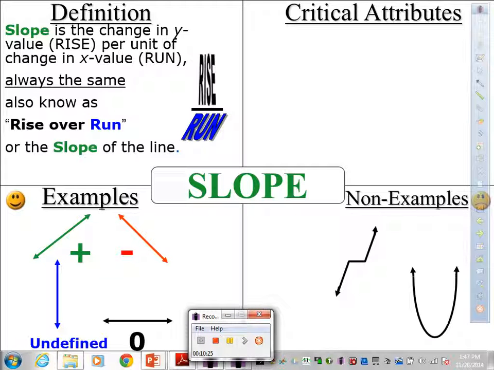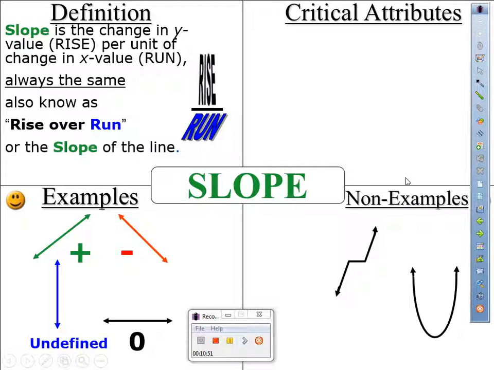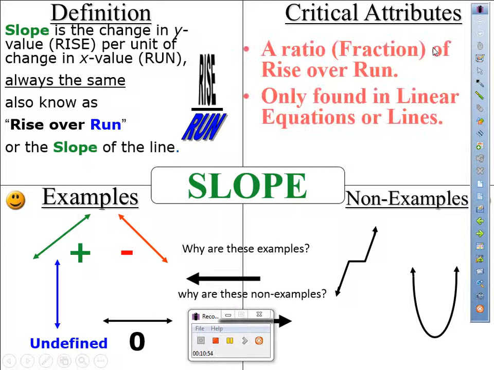Right. One thing we are seeing is that it breaks from being a straight line or a constant rate. That's why the definition says it's always the same. It's a constant rate. Do we have a constant rate here? No. It breaks the rate here and then continues. This one goes down and then it goes up, so it breaks the constant rate. So what is the most important thing to remember about slope? First, it's a ratio, a fraction form, rise over run. And number 2, it's only found in linear equations or lines. Copy that, please.